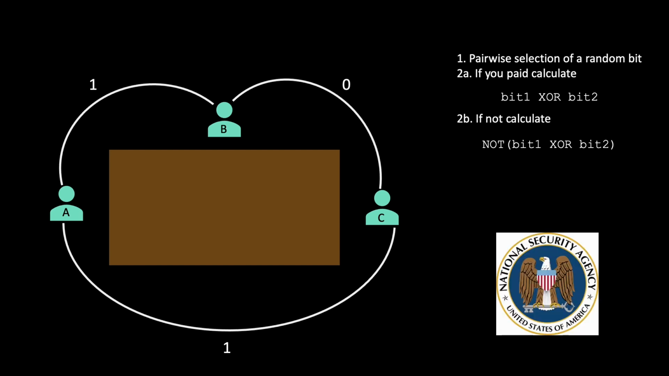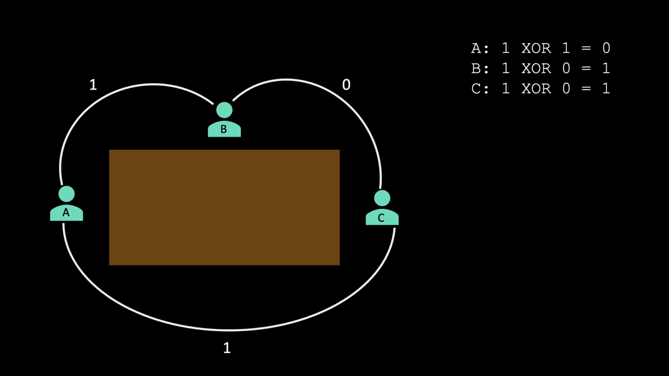Let's see what happens if the NSA paid, which means none of the cryptographers paid. So all cryptographers publish the XOR of their secret bits. Finally, they XOR all the bits and the result is 0. This will always be the case if none of them paid, no matter how many cryptographers you have and no matter what the secret random bits were.